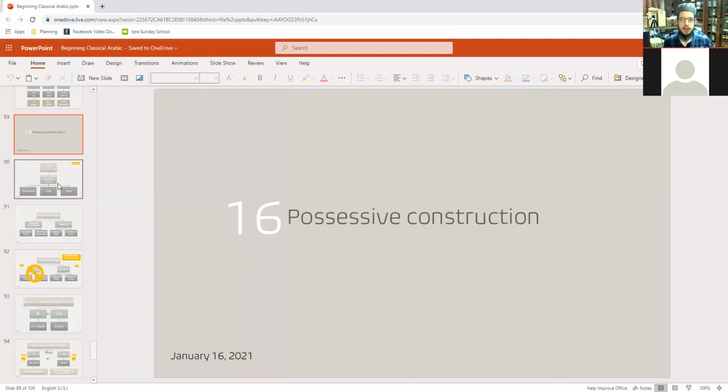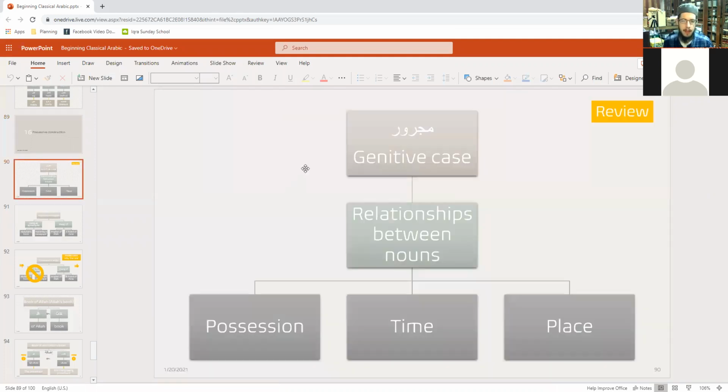All right, possessive construction. We said that we were talking about some concept called the genitive case. Now, what's the genitive case used for? The genitive case is used for three things. By the way, the genitive case is called in Arabic majroor, and it is represented by a kasra.